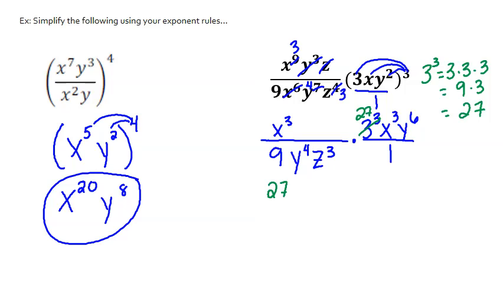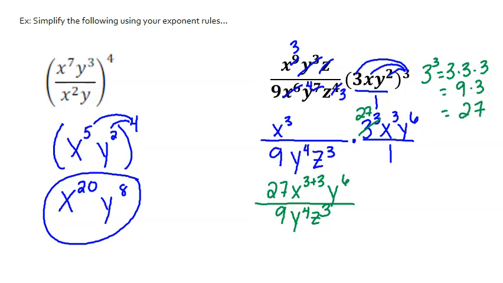And then if I have x cubed times x cubed, I'm going to get 3 plus 3 here for my power, and a y to the 6th. 1 times my denominator in the bottom is going to give me 9 y to the 4th z cubed. And now I just want to see what I can simplify.